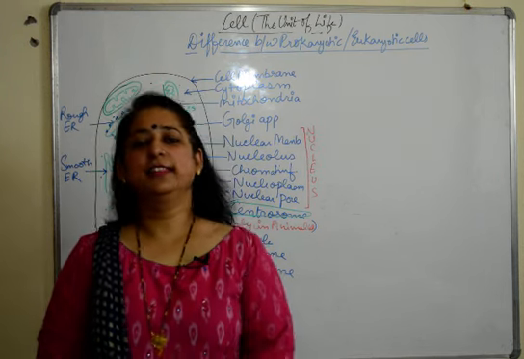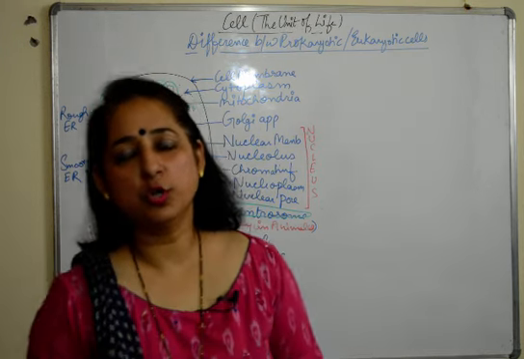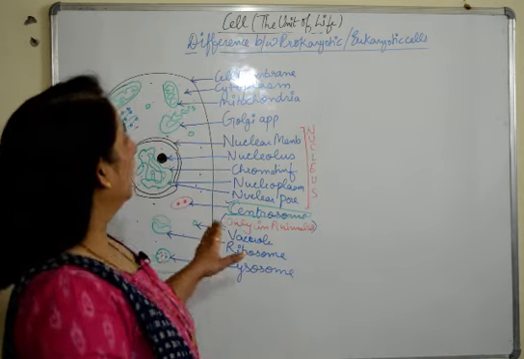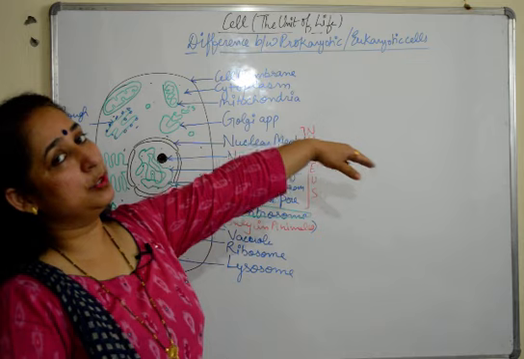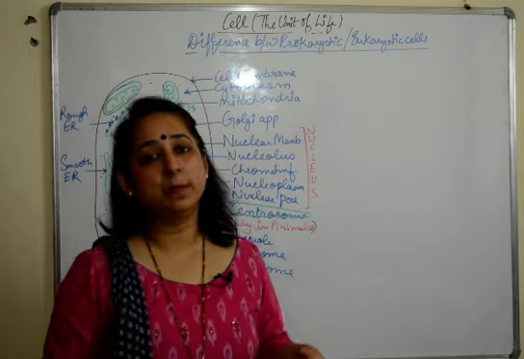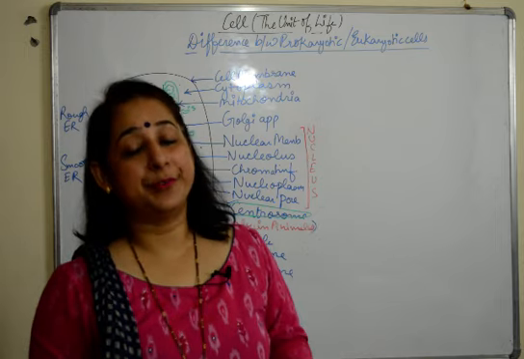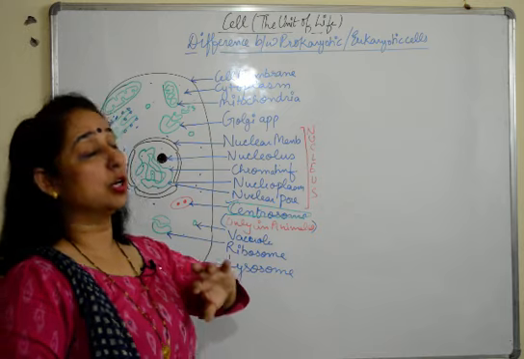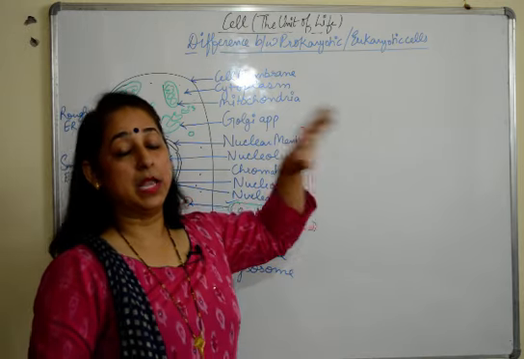Hello everyone. This video is in continuation to our videos for grade 9, ICSE and CBSE both. We have started with the chapter Cell, the Unit of Life. In our previous video, we discussed the diagrams of animal and plant cell and their differences. In this video, we are going to talk about the diagrams of prokaryotic and eukaryotic cells and their differences.